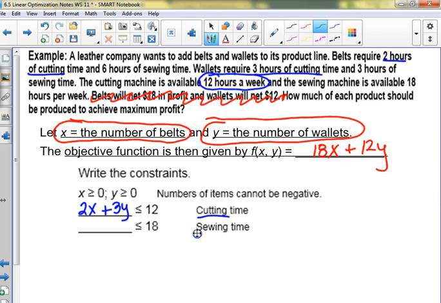Okay. Sewing time. Well, we only have 18 hours available of the sewing, so it's got to be less than or equal to 18. But 6 hours of sewing for every time we make a belt, so that would be 6 per belt. And 3 hours per sewing. No, what are we doing? We're sewing 3 for sewing a wallet, right? Okay. Everybody all right? A lot of numbers and letters and things to think about in there.